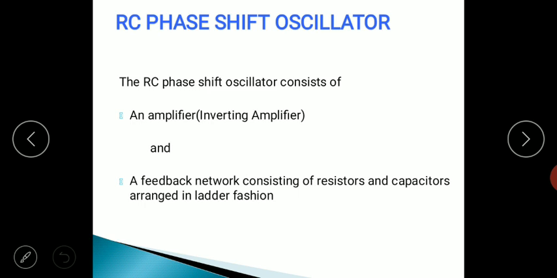Right, and it also consists of a feedback network or a feedback circuit consisting of resistors and capacitors connected in ladder fashion, and this ladder of resistance and capacitor is used to generate the additional phase shift of 180 degree, because an inverting amplifier, you know, gives a phase shift of 180 degree. So additional phase shift of 180 degree is generated by using RC sections, and the total phase shift will become 180 plus 180, that is 360 degree. And when the Barkhausen criterion A beta equal to 1 is satisfied, this particular circuit starts generating the oscillations.